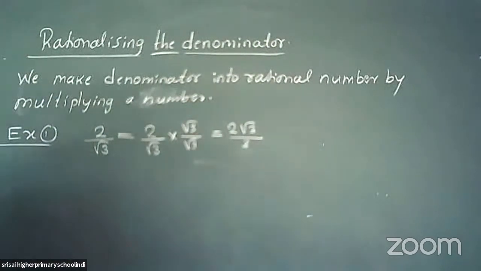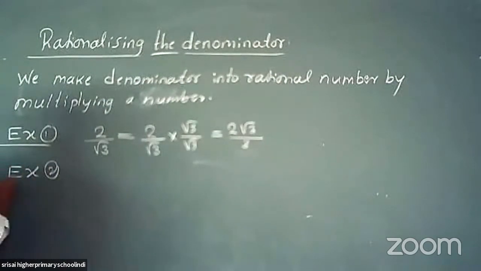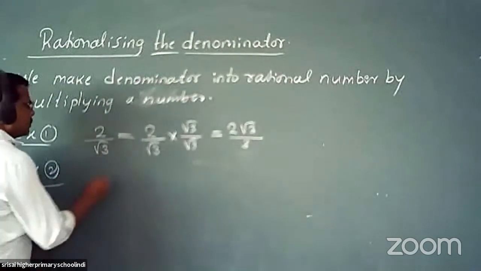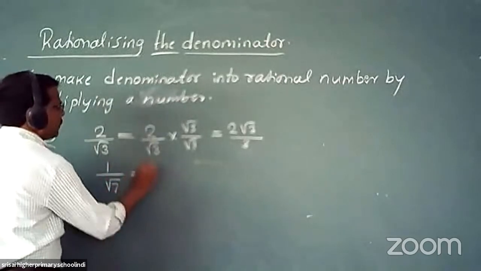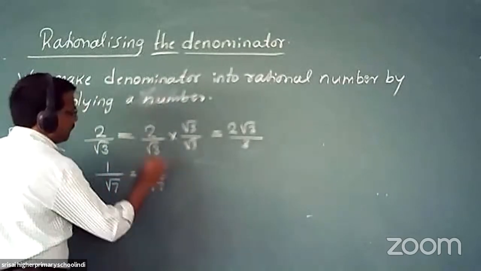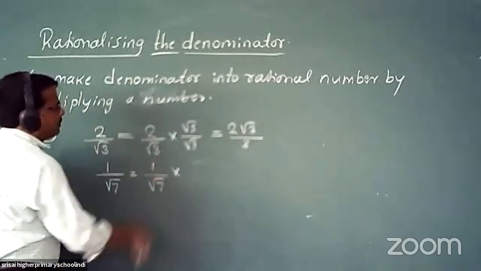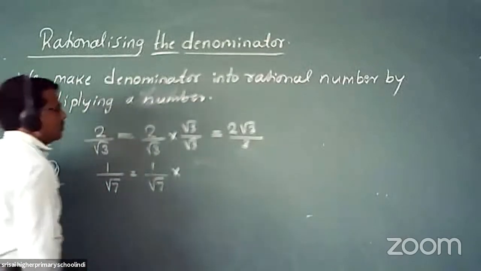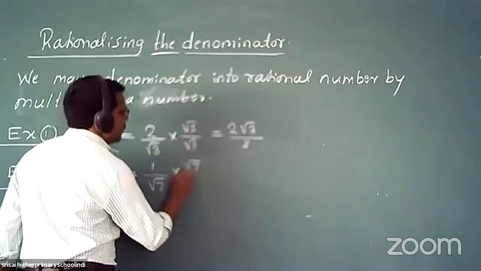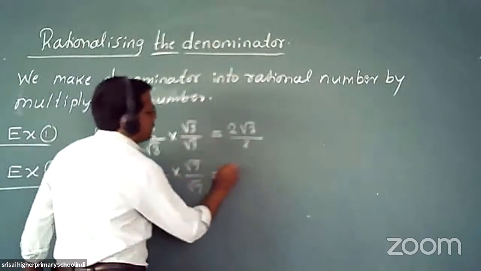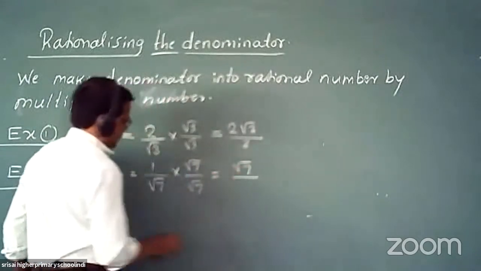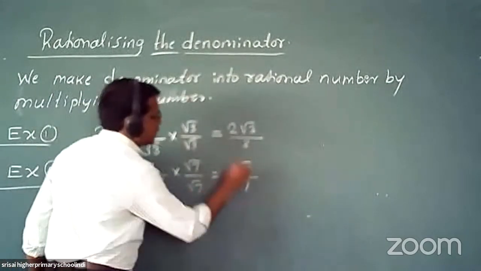Okay. Another example. Example 2. 1 by square root of 7. What will you multiply here? Square root of 7 divided by square root of 7. So 1 into square root of 7 is square root of 7. Square root of 7 into square root of 7 is 7.